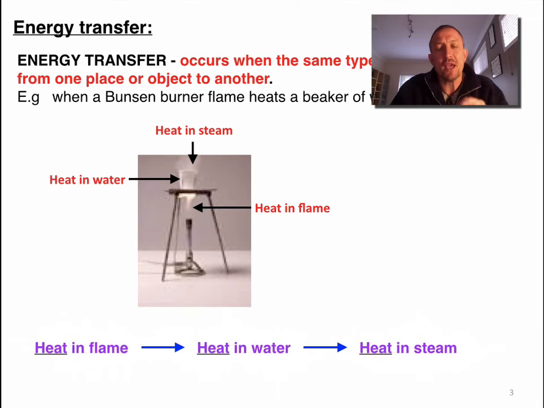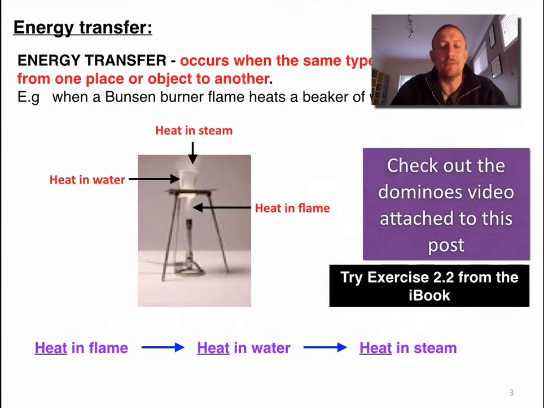All right, so if you go and have a look at the iBook or have a look at the video on post, we've put together a dominoes situation which we did in class, and there's an exercise 2.2 from the iBook which is going to ask you to actually look at the energy transference that happens when you knock over a line of dominoes. So check that out at the end of the video, and yeah, it's a good video. The girls did really well putting it together, all those dominoes. It's good fun. You can try it at home if you've got enough dominoes. So that's energy transfer, where the energy stays the same.